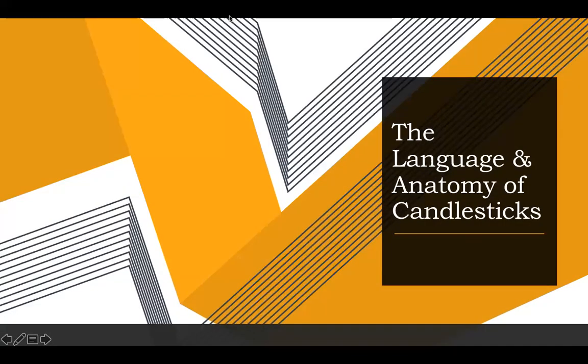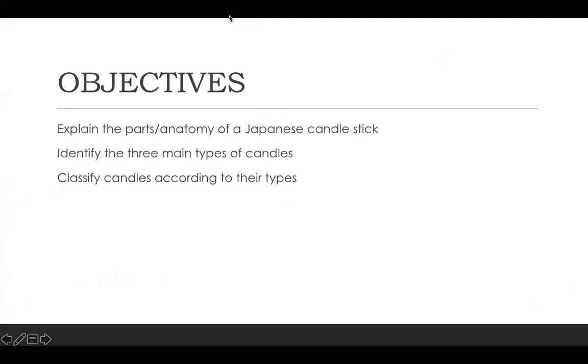Okay, good. So we're looking at the language and anatomy of candlesticks. So tonight our objective is to explain the parts of the Japanese candlestick, identify the three main types of candles, and classify candles according to their type. We're hoping that eventually we're just going to be able to look at candles, and once you look at a candle, you could just see what's going on.